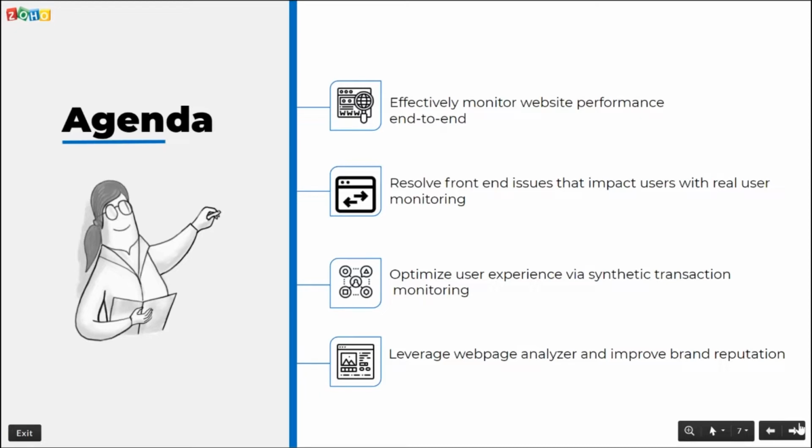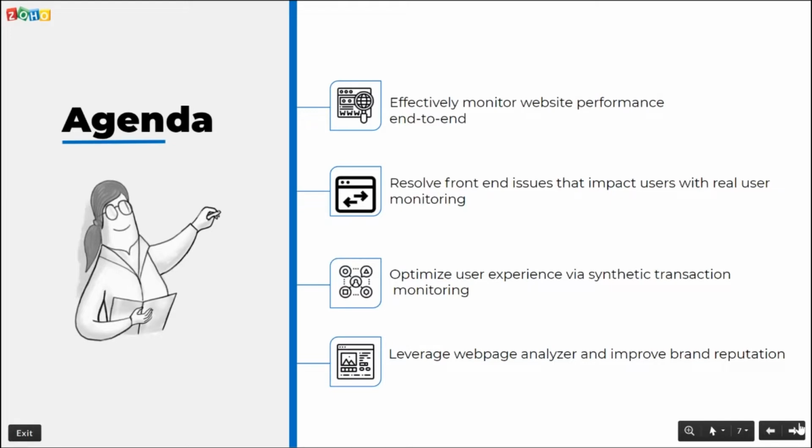So in Webpage Analyzer, we'll be seeing how to break down the components in a web page, and it also gives us suggestions on how to improve the page speed. Brand reputation is more or less like a security feature where we'll be able to track a website for any unwanted software, phishing, and malware activities. So let's get into the topic.